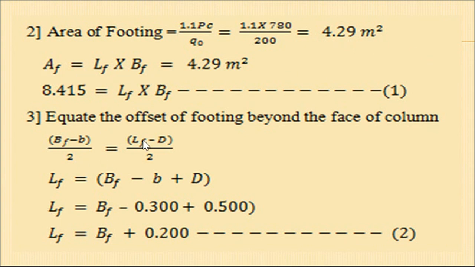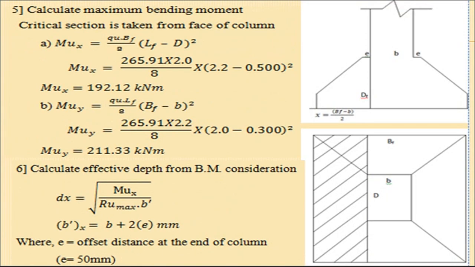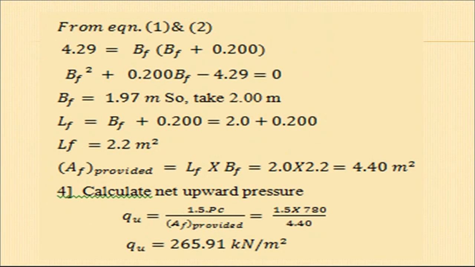Again repeat the same procedure. We assume the equal offset on both the sides, and that's why LF is equal to BF minus B plus D. So we get LF is equal to BF plus 0.2, and from equation number 1 and 2 we get the dimensions. LF is equal to 2.2 meter and BF is equal to 2 meter. So area is 4.41 meter square.